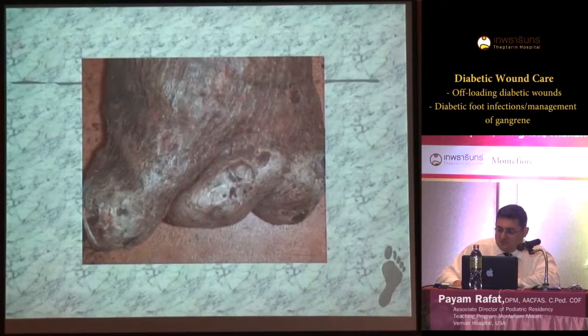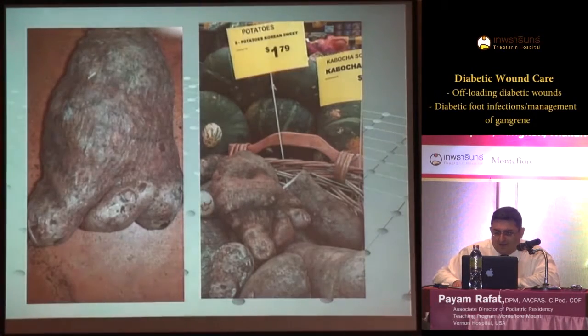What's going on with this one? What's going on here? All right, well, this was actually a Korean sweet potato that I saw at the market. It looked like one of my patients, so I had to take a picture.